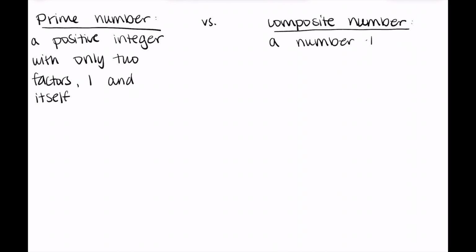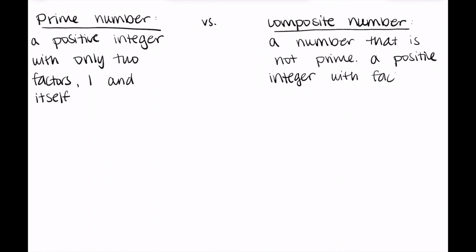So now that we've defined what a prime number is, let's go ahead and define what a composite number is. So a composite number is a number that is not prime. So what is the difference here? It's the factors that make up that positive integer. In a prime number, it's only one and itself, but for a composite number, it's a positive integer with factors other than one and itself.